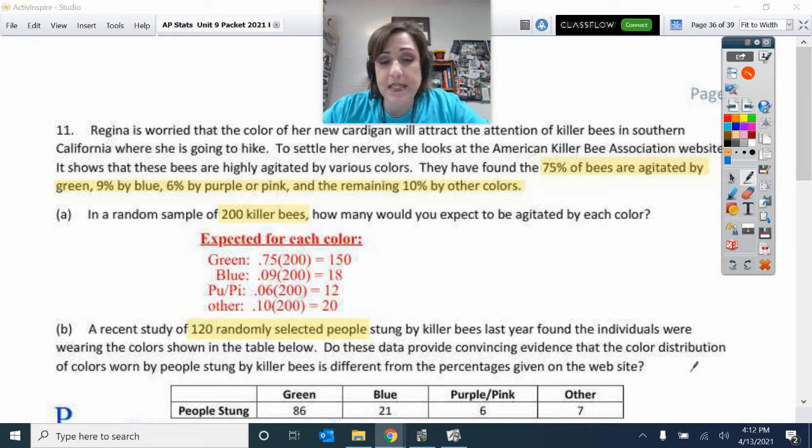Okay, but this first question is a little different. It says, in a random sample of 200 killer bees, how many would you expect to be agitated by color? So I listed each one out. Now, remember, if we were to do conditions, then our expected need to be greater than or equal to 5. Here green was 75%, so 75% of 200 is that. Blue was 9%, of 200 is 18. And pink and purple, 6% of 200 is 12. And the 10% of 200 is the other 20.